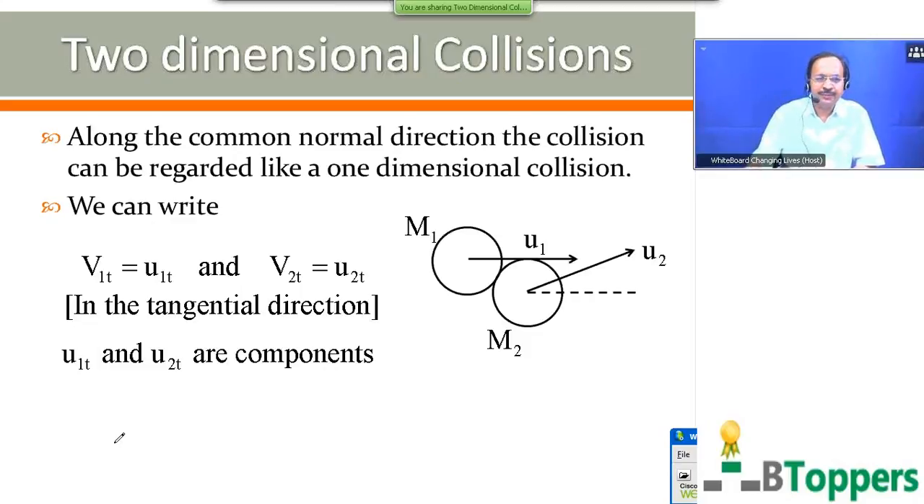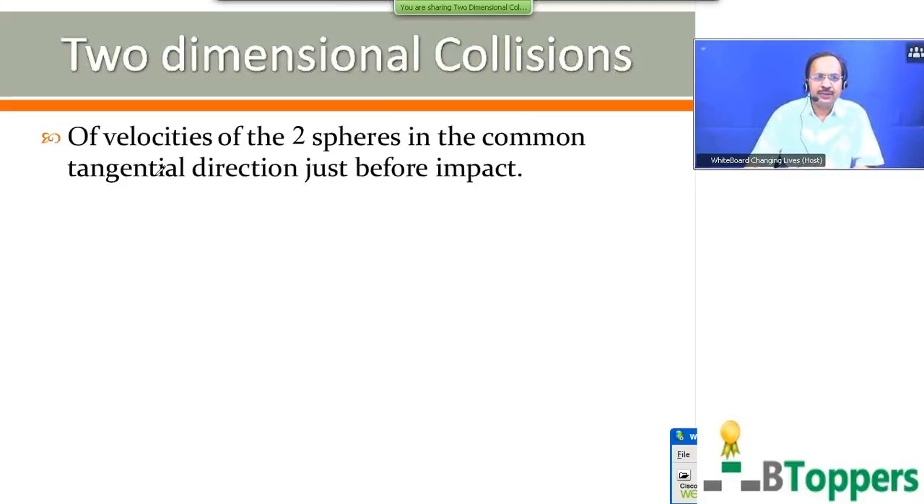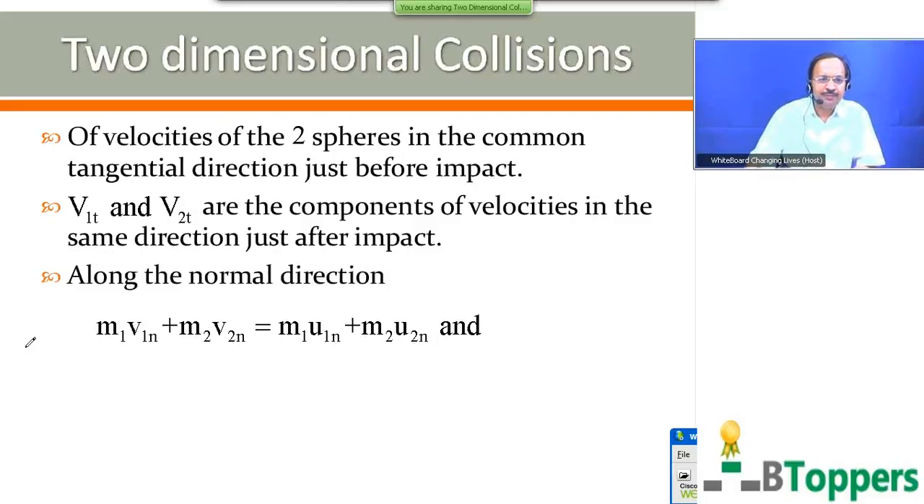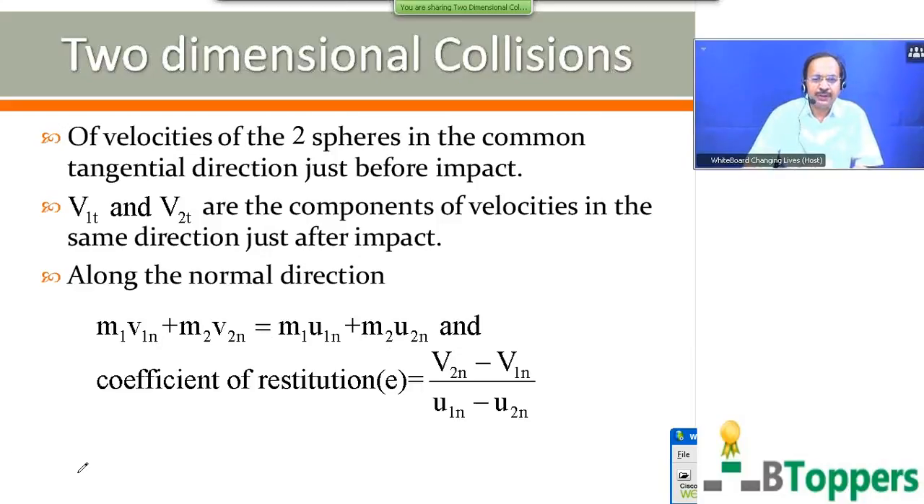U1t and u2t are the components of velocities of the two spheres in the common tangential direction just before impact. V1t and v2t are the components of velocities in the same direction just after impact. So along the normal direction, you can write the equation of conservation of momentum similar to the one-dimensional collision. You can write m1 v1n plus m2 v2n equal to m1 u1n plus m2 u2n. And the equation for coefficient of restitution e can be written as v2n minus v1n by u1n minus u2n.